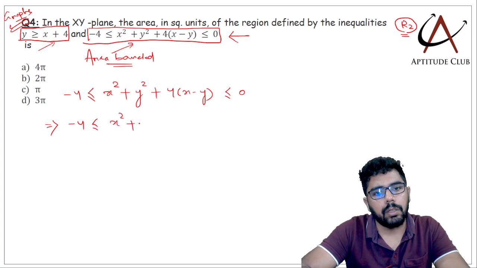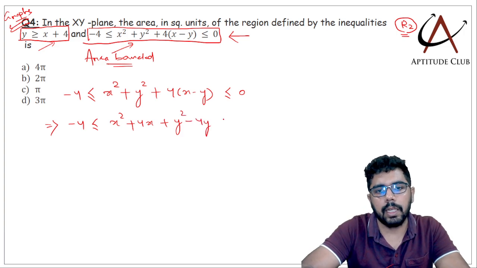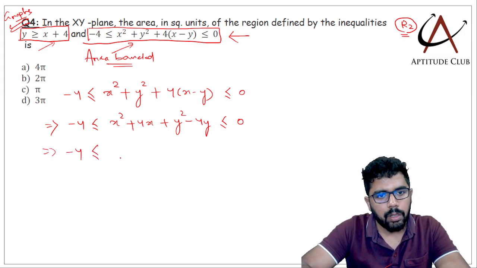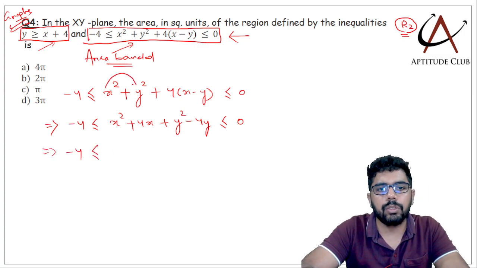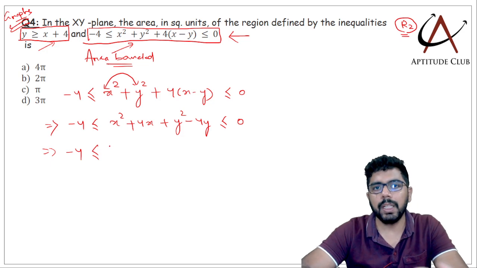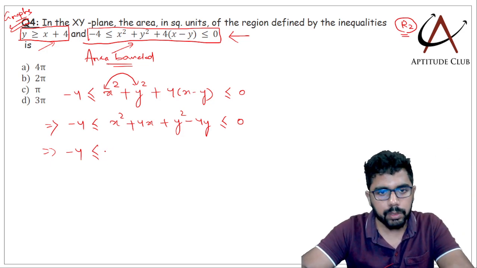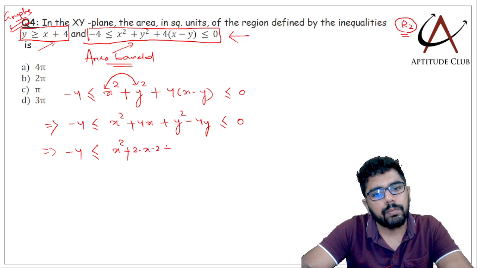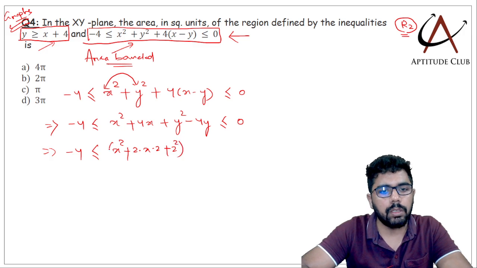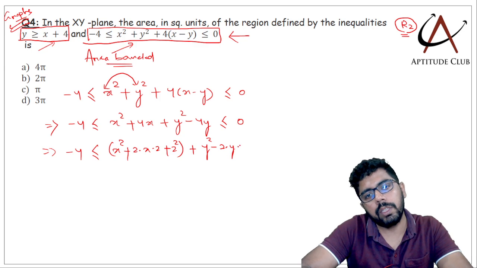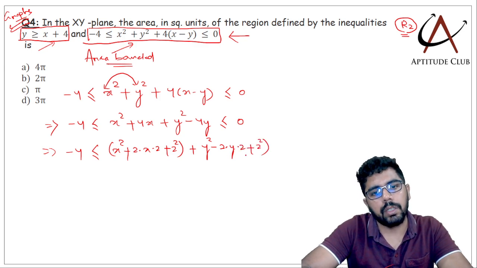x square plus 4x plus y square minus 4y. I'll write like this. When you see x square, y square, it should instantly click in your mind that it's a circle. But I'll have to bring it to the form of a circle equation. So it is x square plus 2 into x into 2 plus 2 square. Similarly, y square minus 2 into y into 2 plus 2 square.